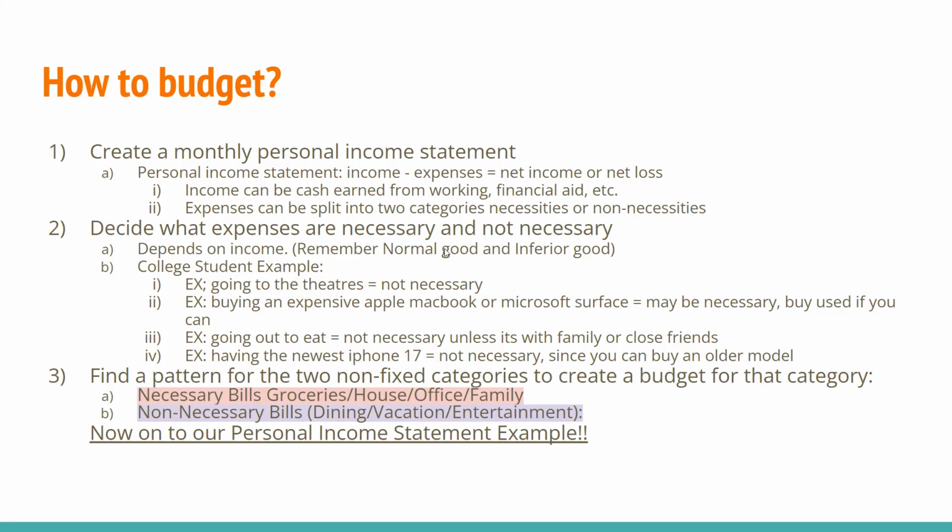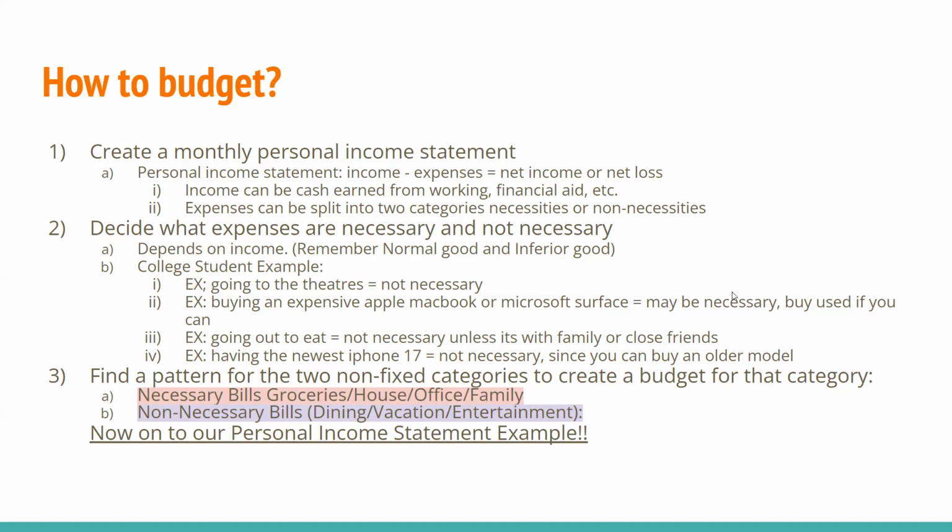So normal goods are the stuff that's trending, the stuff everybody wants: Starbucks, Gucci, Louis Vuitton. Inferior goods are like Old Navy, stuff from Ross, buying cheaper foods and everything. College student example one, going to the theaters. Is that necessary? No, because there are other ways to watch movies, which is Netflix or, you know, using your mom's Disney Plus account.